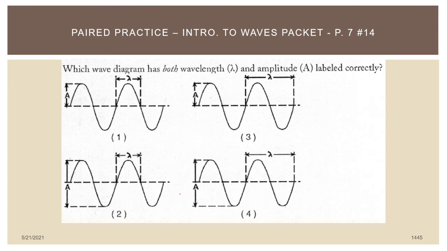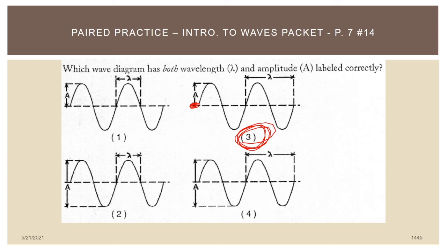Take a second to pause this video here and try to work this out. Not only should you be thinking about what makes the right answer right, but also what makes the wrong answers wrong. And when you hit play, we'll go over it. Okay, so the answer here, the diagram that shows the wavelength and the amplitude labeled correctly is choice 3.